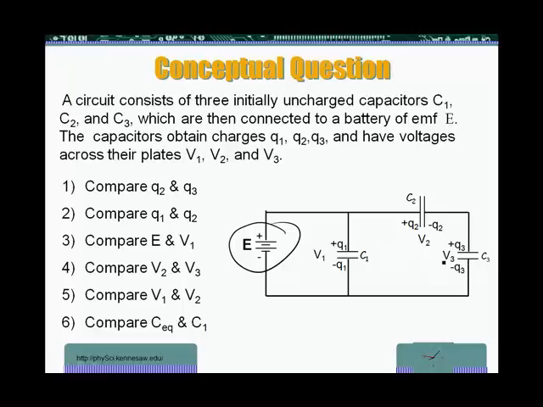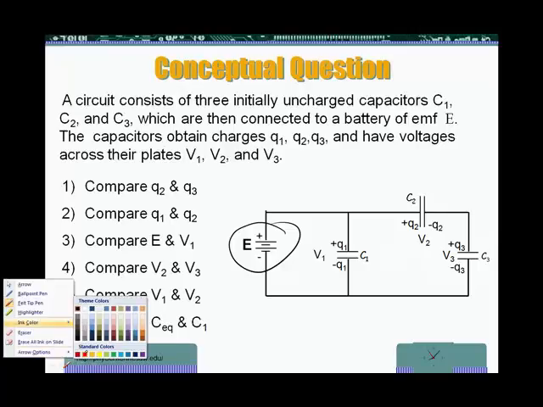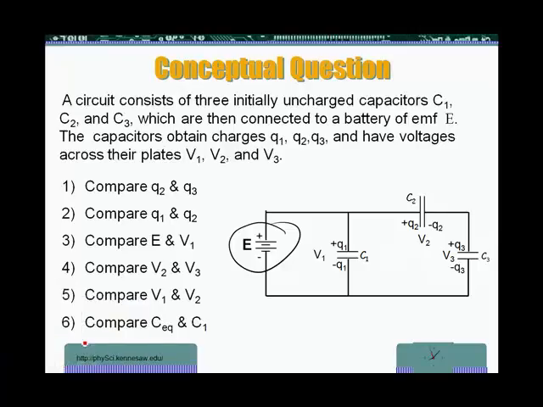First question is asking us to compare Q2 and Q3. Now, what we need to pay attention to is how C2 and C3 are connected. Notice that they are in series. One end of C2 is connected to one end of C3. There is nothing else connected to this end. There is a straight line between both capacitors. So the capacitors are in series.